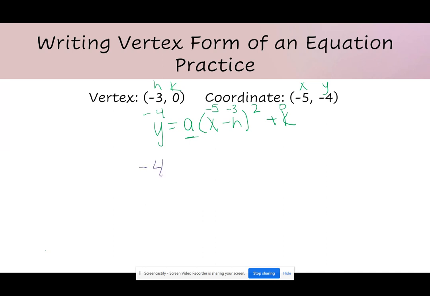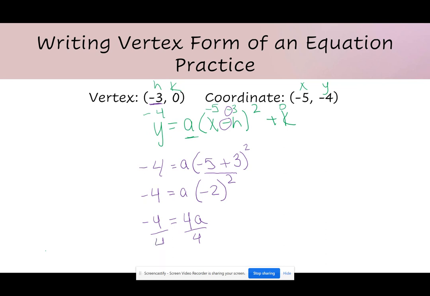So we have negative 4 equals a times (negative 5. But see, now we have minus a negative, so it's plus 3, or just the opposite sign of this) squared. And then we have plus 0, so you don't even have to write that. So we have negative 4 equals a times (negative 5 plus 3, which is negative 2) squared. Negative 2 squared is negative 2 times negative 2, so it becomes positive 4. So we have negative 4 equals positive 4a. Divide by 4. So we get that a equals negative 1.